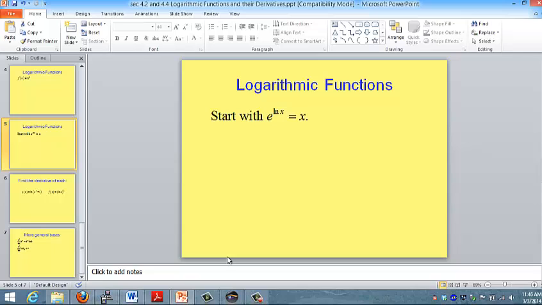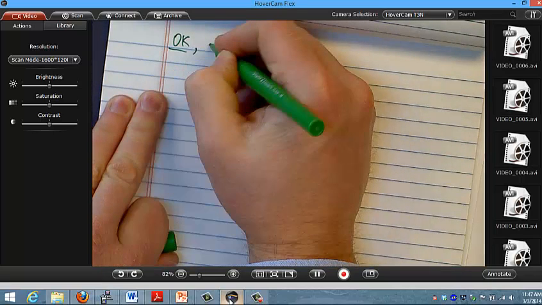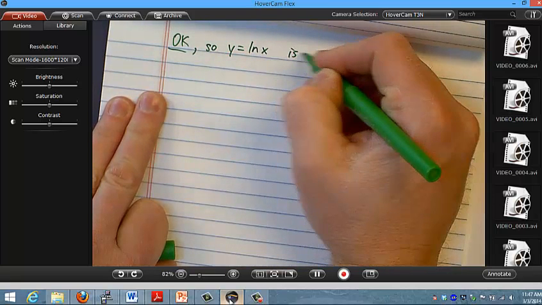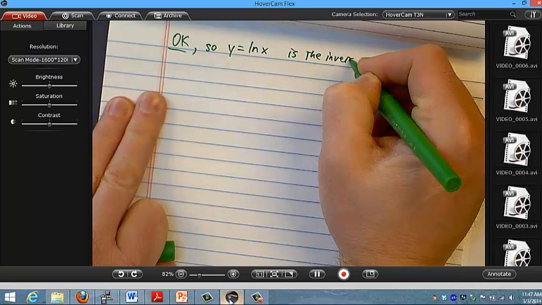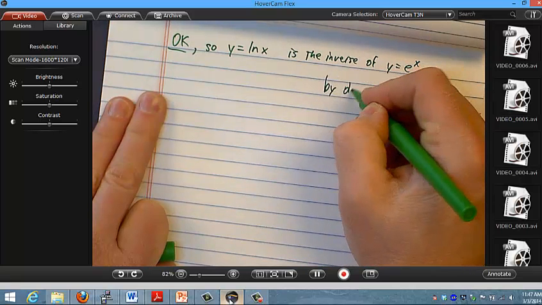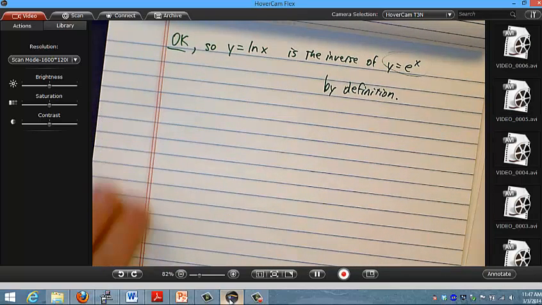Okay? And let me start off with this one, this little fact. e to the ln x equals x. Now, how do I know that? Well, okay. So here's my question, I guess. y equals the natural log of x is the inverse of y equals e to the x by definition. We just define it that way. We know e to the x is going to have an inverse. Let's call it the natural log.